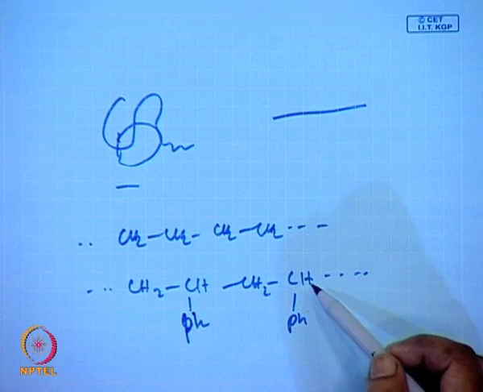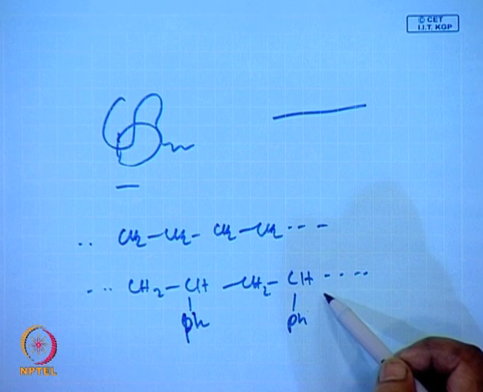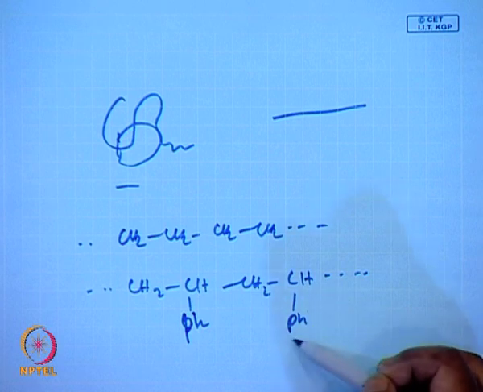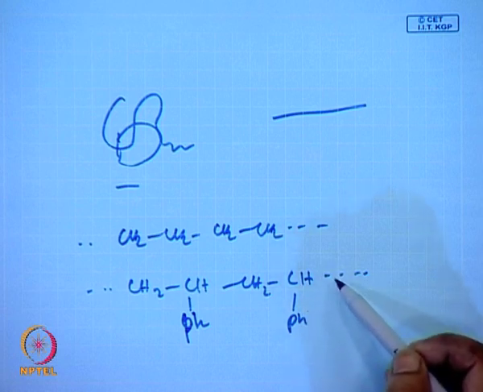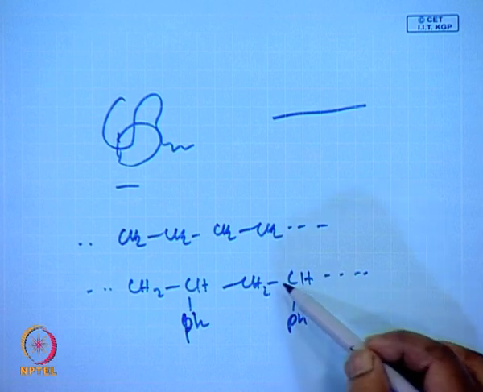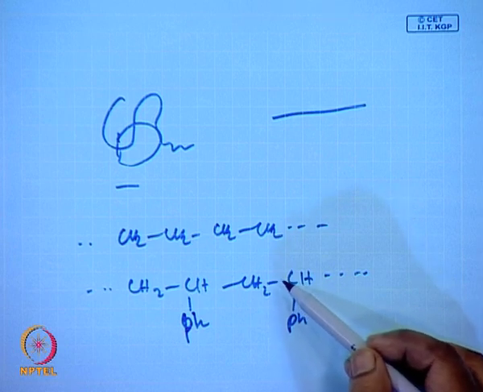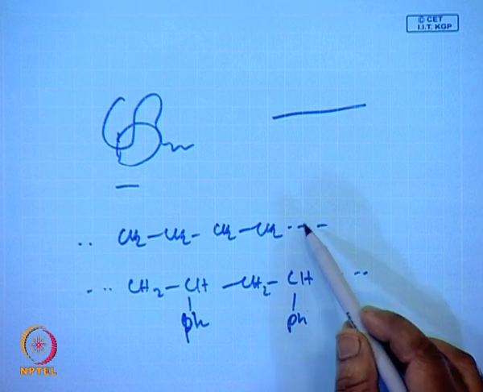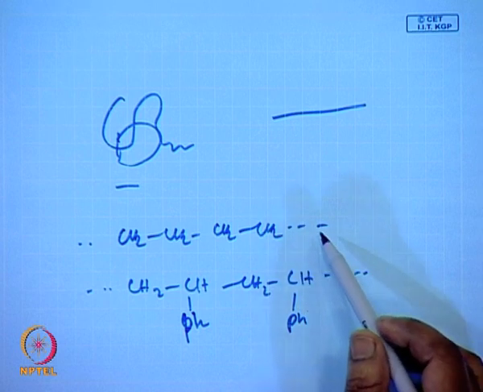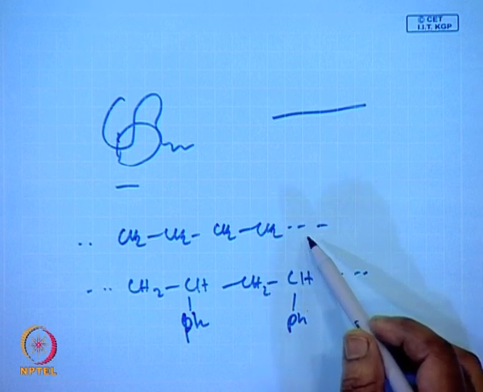Okay. But still, in spite of the phenyl side group, it also has significant rotational freedom across the single bond. So, it will also be coil shaped, but the degree of coiling may be lower than a more flexible chain like polyethylene.